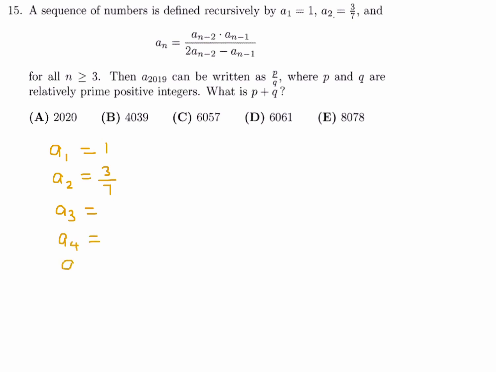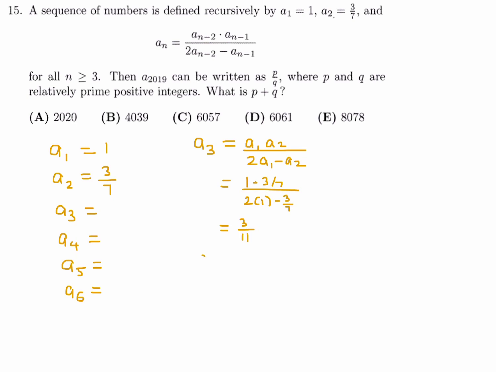And as always with these kinds of questions, your hope is that eventually you'll see some sort of a pattern, and then you can extrapolate that pattern until 2019. All right, so here we go. Let's figure out a3. And remember, we're just using that formula right there, no tricks. That's going to be a1 times a2 over 2 times a1 minus a2. So that's going to be, in our case here, 1 times 3 over 7 over 2 times 1 minus 3 over 7. And when you do that math, you will get 3 over 11.